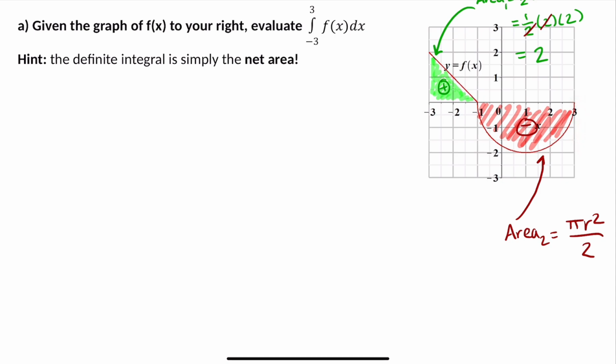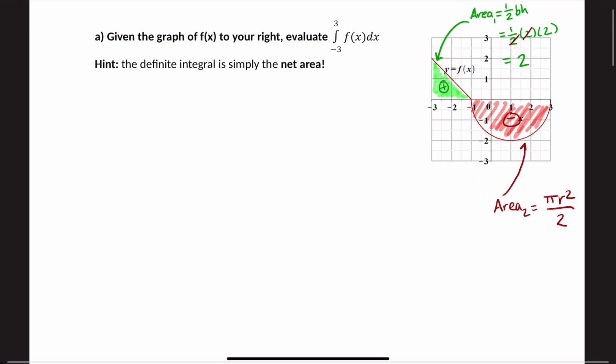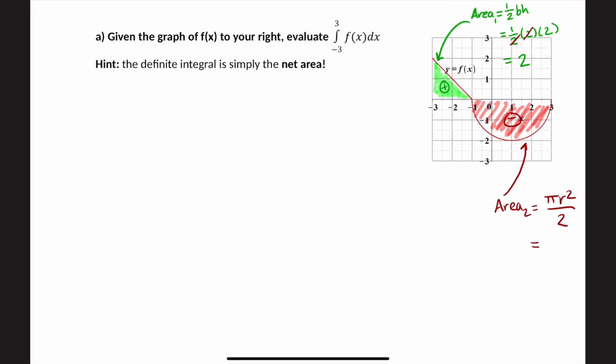Another way you can think about this, from -1 to 3, that is 4 units. That is the diameter. And we know that the radius is always half of that. So it'll be 2. And so we're just going to plug in r equals 2 and see what happens. This is going to give me 4 pi over 2, which is simply just 2 pi.